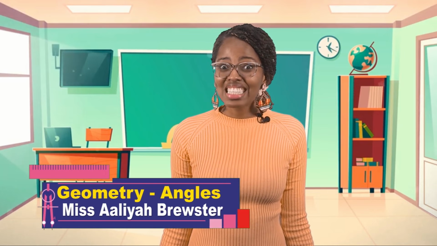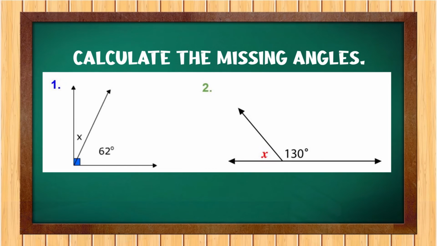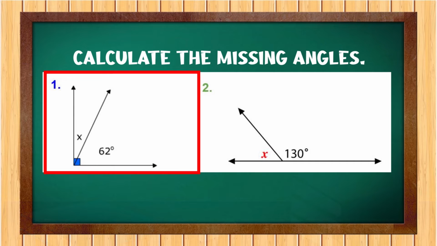Did you get it correct? Let's verify. For the first activity, we were asked to calculate the missing angles. For number 1, we know that those 2 angles are equivalent to 90 degrees. They form complementary angles. Therefore, what we need to do is to subtract 62 degrees, which is the given angle, from 90 degrees to identify what is the size of angle X, or the missing angle.